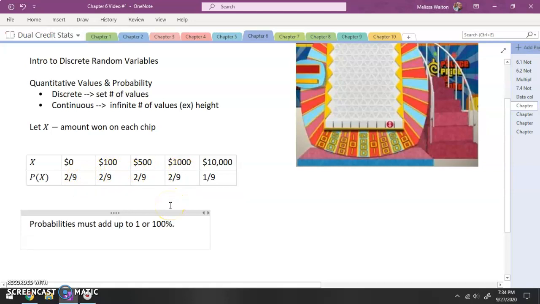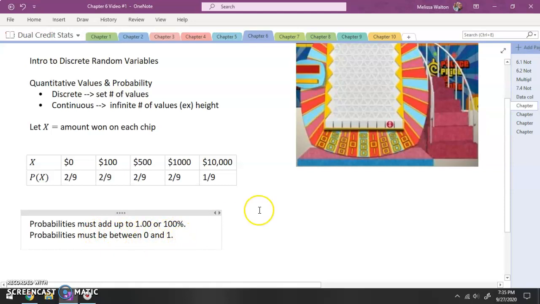Other thing, our probabilities must be between 0 and 1. So I didn't include anything that has 0 probability in here because that is just ridiculous. I'm not going to put $250 in our distribution because it's impossible for us to get that. Same thing, if the probability was 100%, that's not much of a variable, it's a constant. It doesn't change, it's just the same all the time. So our probabilities must add up to 1 or 100%, so 1.00 or 100%. And finally, the probabilities must be between 0 and 1.